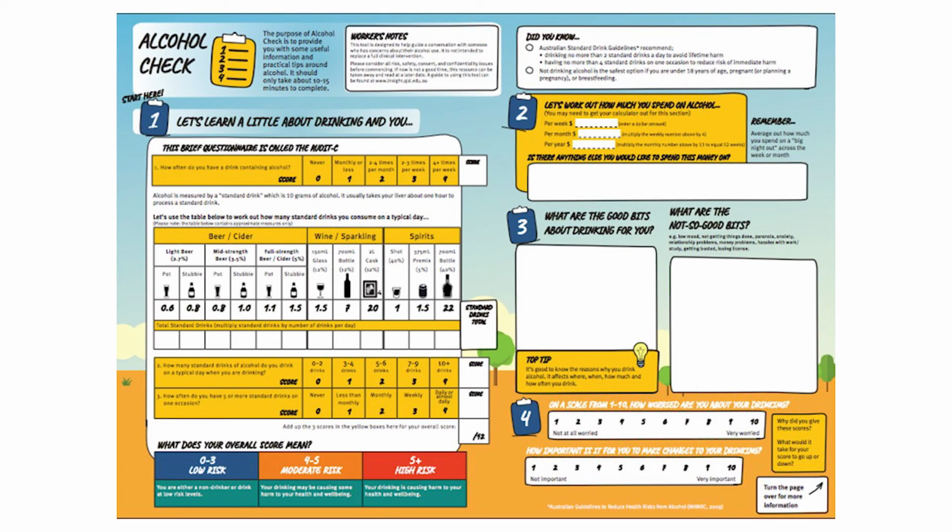This is alcohol check. This is the AUDIT-C on the left-hand side. So you do a quick screen. It then tells you how to do the feedback. Then up the top, it gives you some normative feedback around what their level of drinking is like in relation to their potential health risks.